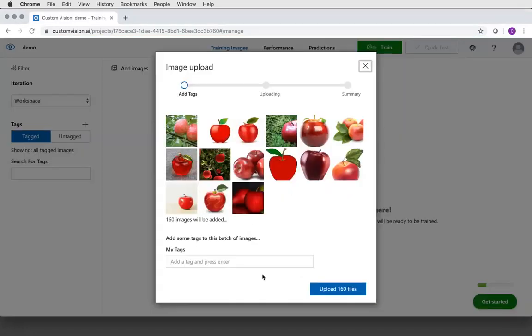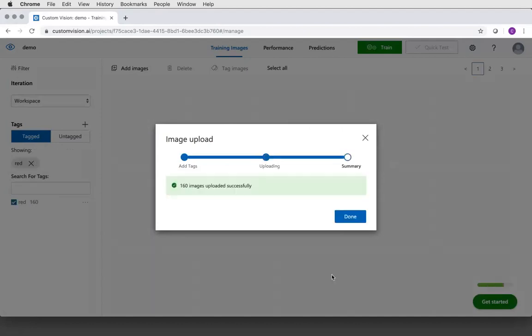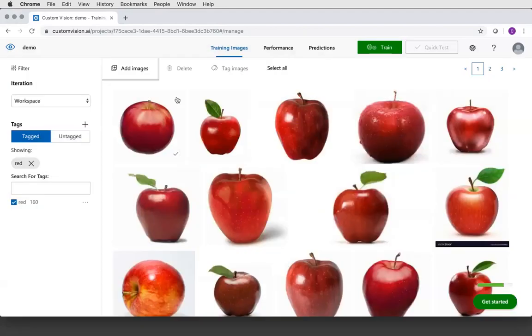And I'm tagging these. These are my red apples, so I call them red. This is important because that's the image label. When we think about supervised learning systems, it's all about labeled image data. So in this case, these are my images, and they are labeled now with the tag red. I'm uploading my images for red to the service, and then you can see here they have arrived.